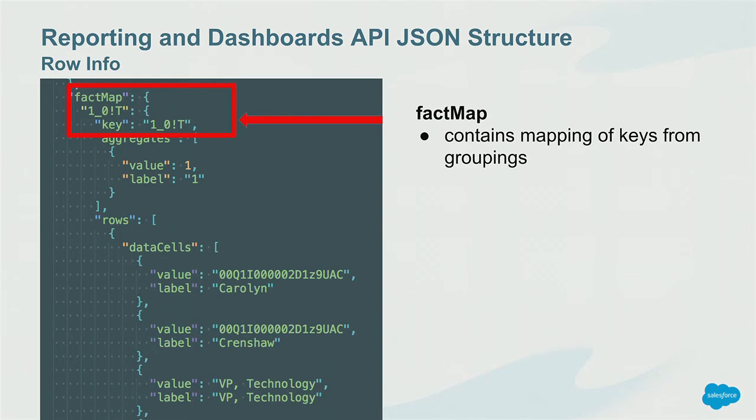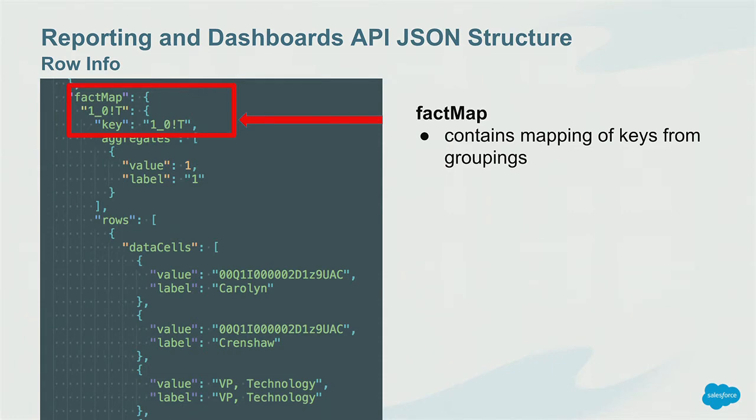We finally get to the row info under this key called FactMap. And the FactMap, again, is not under the grouping info. It's just its own key on the outermost part of the JSON. The FactMap contains mappings of the keys from the last slide and the rows from this slide. So you'll notice there that the key is 1 underscore 0 bang T. So that first part, that 1 underscore 0, is what's going to map to the key in the grouping info. And for some reason, they put that bang T afterwards. I'm sure there's some programmatic reason why Salesforce decided to do that, but just remember that that exists there.